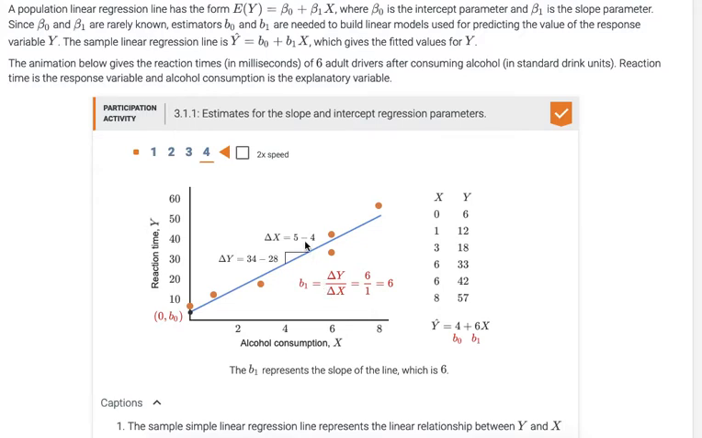And then what they do is they said, okay, the b sub 1, which is the slope, we just calculate that by the change in y, which is 34 minus 28, which gives us 6, and then the change in x, 5 minus 4, is just 1. So 6 divided by 1 is 6.